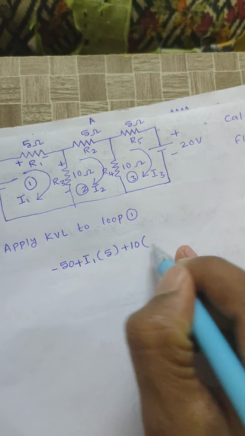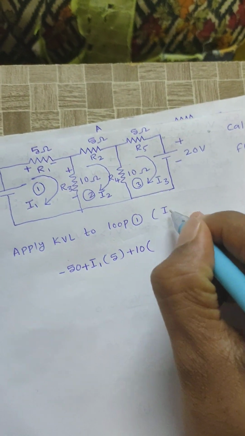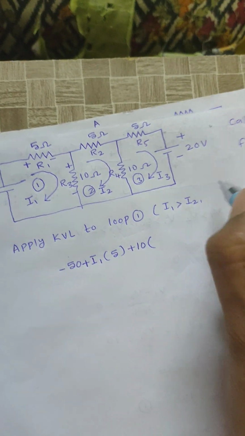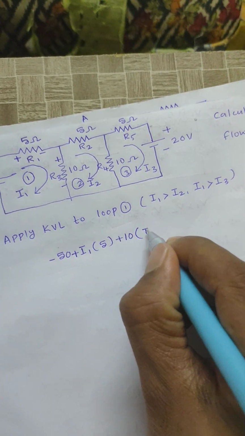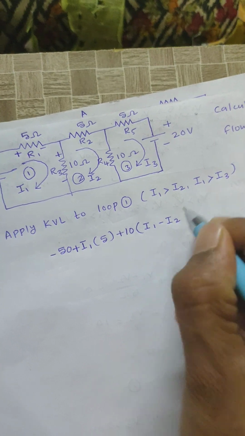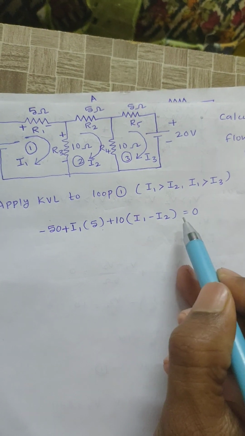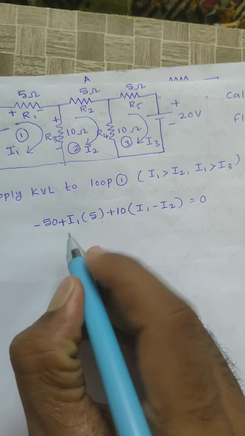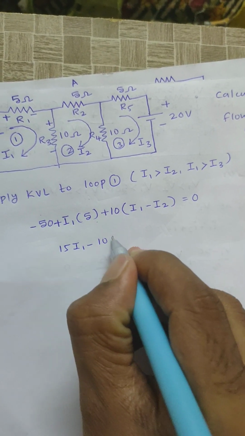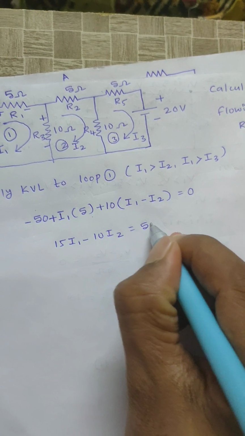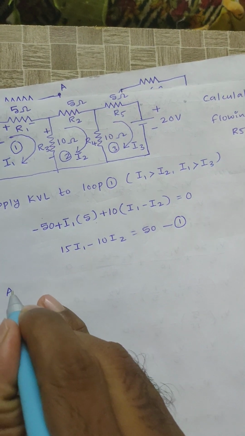10 into, see here I am considering loop 1. When we consider loop 1, the current magnitude is greater than the remaining loop currents. That is I1 is greater than I2, I1 is greater than I3. Then the current flowing through that branch will be I1 minus I2, equals 0. The algebraic sum of voltages in a closed loop is equal to 0. First write the I1 terms, that is 15 I1 minus 10 I2 is equal to 50. Assume this is equation number 1.